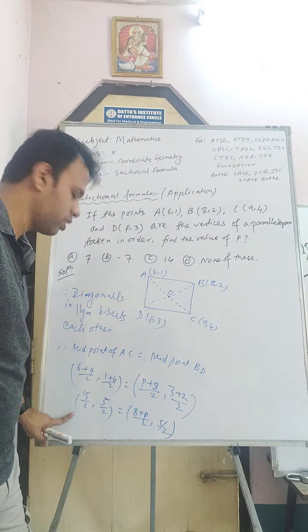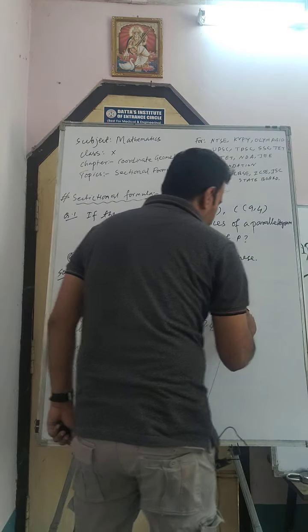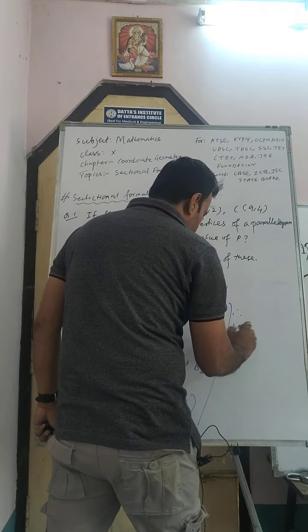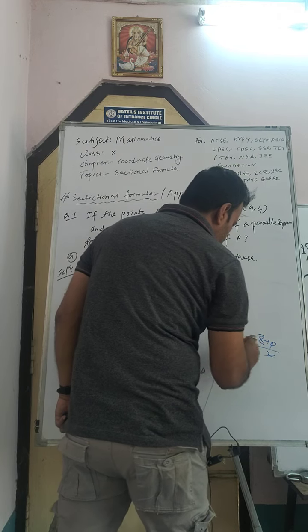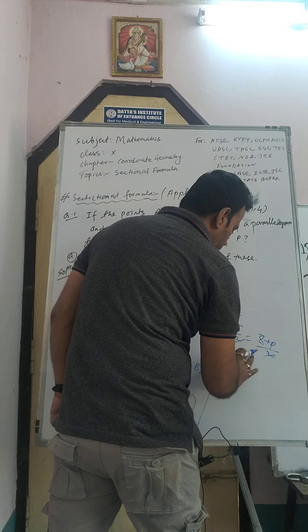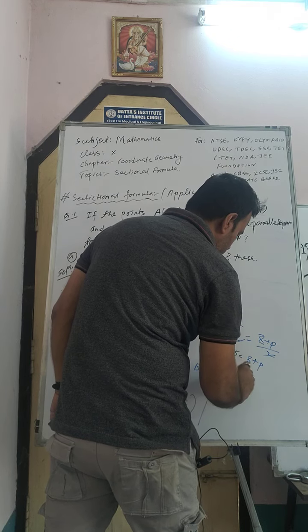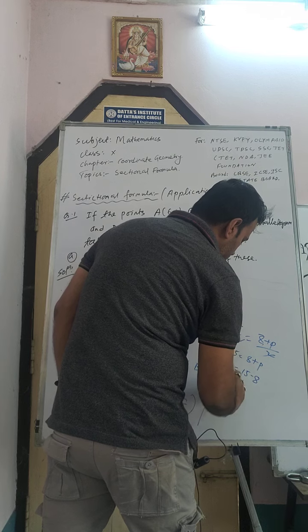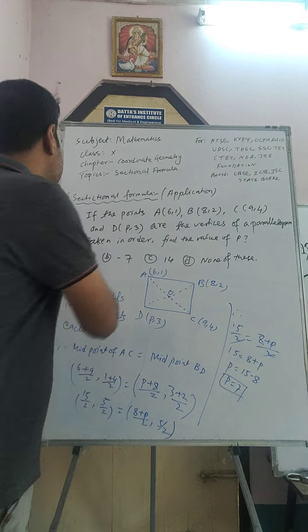So the coordinate of x is 15 by 2. Here is (8 plus p) by 2. So therefore we can say 15 by 2 is equal to (8 plus p) by 2. 2 will be cancelled. 15 is equal to 8 plus p. So p equal to 15 minus 8. So p equal to 7. So the value of p is 7.